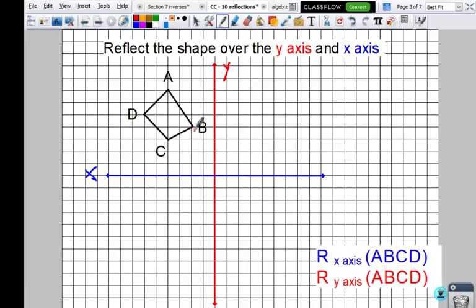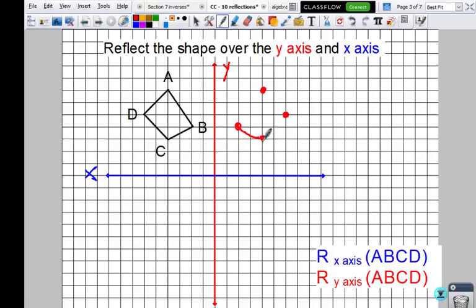From B here, if I go 1, 2, I get to my line of reflection. My first one is my y-axis. I go 1, 2 again, and that's my reflected point. A is 1, 2, 3, 4. If I go 1, 2, 3, 4 again, that's my point. C down here is 1, 2, 3, 4 also, and 1, 2, 3, 4 again. D is 1, 2, 3, 4, 5, 6, so 1, 2, 3, 4, 5, 6 again. That's my shape right there.